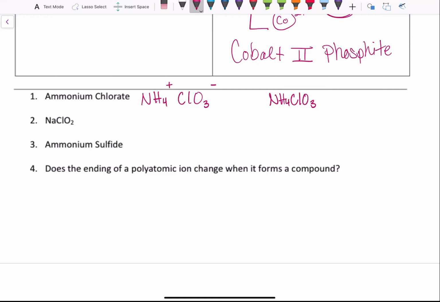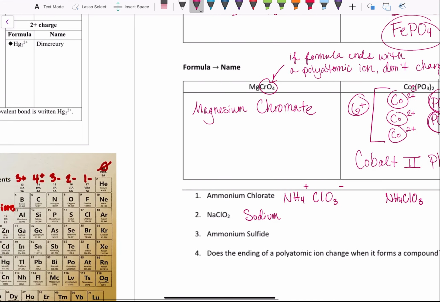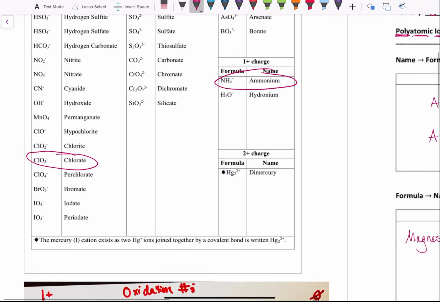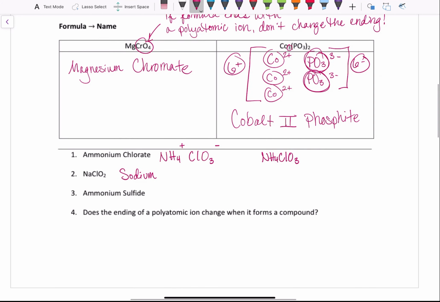Next, we're going to write the name for NaClO2. Na is sodium. ClO2, if we look on our list, is chlorite. So our final answer for number 2 would be sodium chlorite.